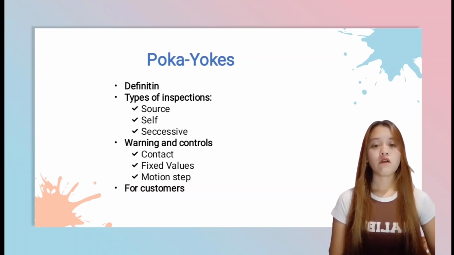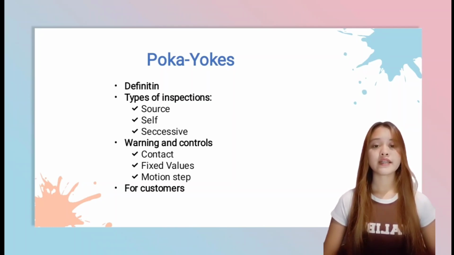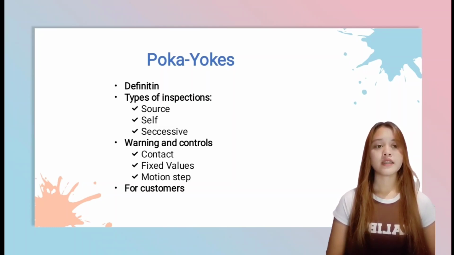Warning and control poka-yoke. Warning poka-yoke acts before an error is made, and control poka-yoke keeps a process from beginning and continuing after an error is made. We have three types of warning and control poka-yoke. The first one is contact poka-yoke. It monitors the item's physical characteristics to determine if they meet predefined specifications. The second one is fixed values, used when a certain step is repeated. And the last one is the motion step or sequence method. It is used when more than one step is involved.